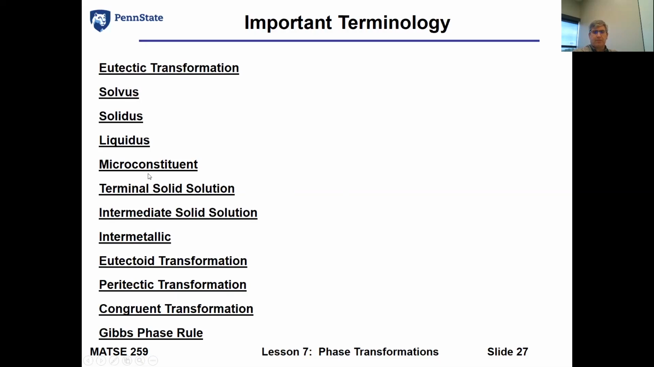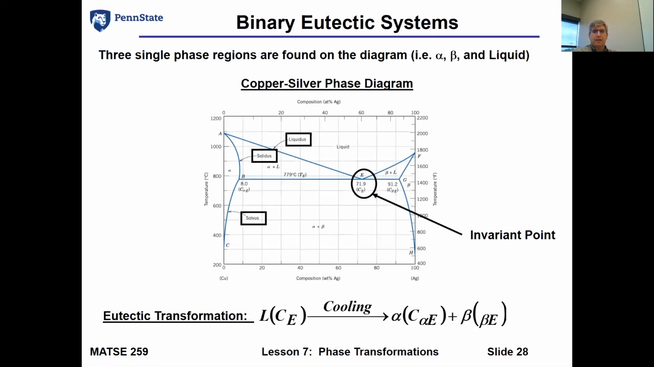The eutectic we briefly talked about. Microconstituent is what the product of a eutectic or eutectoid transformation may look like, and so it's a combination of different phases. Intermetallic is something we're going to get into, and a lot of these other ones we're going to run through. So keep an eye on these important terms as we work through them, and you'll be seeing them again on the next exam. So what does a eutectic system look like?